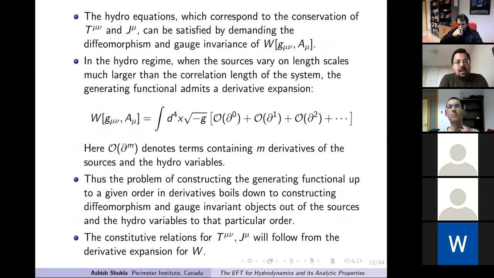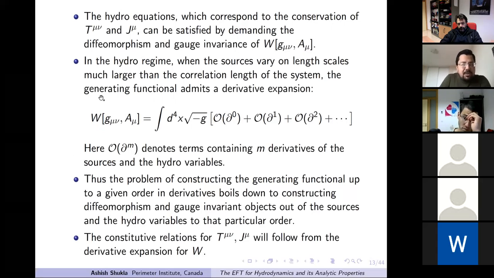Now, the hydrodynamic equations, which as I mentioned earlier correspond to the conservation of the stress tensor T^μν and the current J^μ, can be satisfied by demanding the diffeomorphism and gauge invariance of this W. So when we are constructing this generating functional, we must demand diffeo and gauge invariance to ensure that my hydrodynamic equations automatically get satisfied. In particular, in the hydrodynamic regime, when the sources vary on length scales much larger than the correlation length of the system, the generating functional admits a derivative expansion.